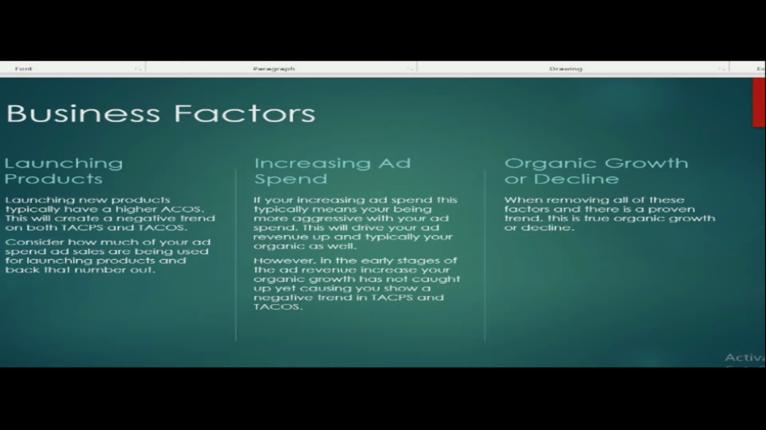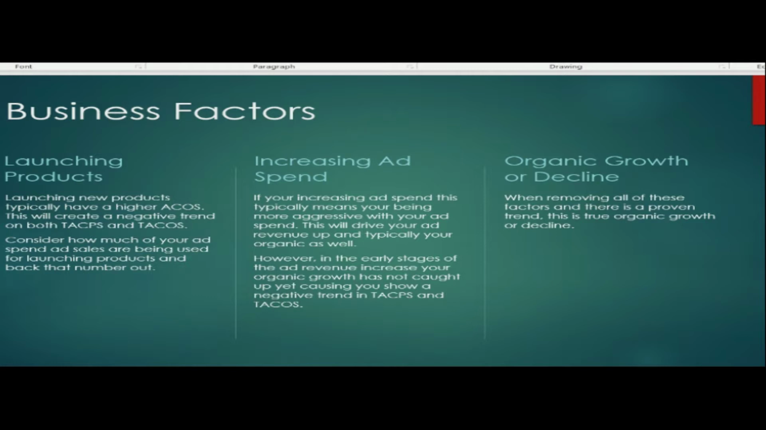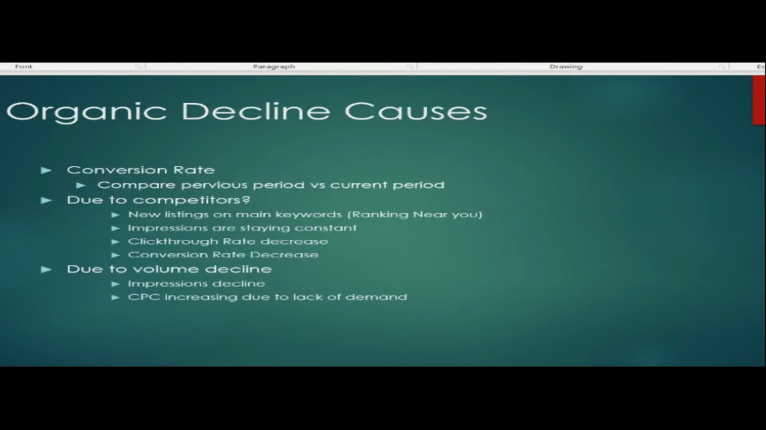Once you've considered all those factors, you can then look at whether this is organic growth or organic decline. Let's deep dive into the organic decline and how we use some of our ad metrics to help us analyze what's causing the decline. Let me pull this up.